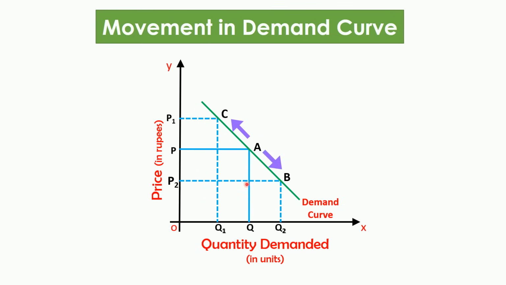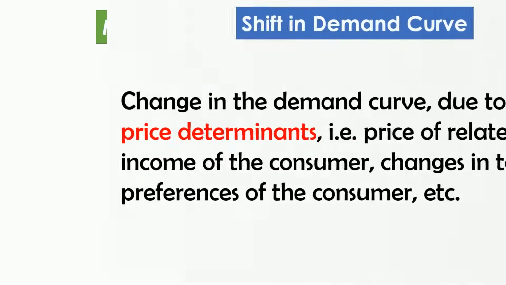As you can see in the figure, as the price of the commodity changes, the quantity demanded increases automatically, and there is a downward movement in the demand curve. Now let's discuss shift in the demand curve.